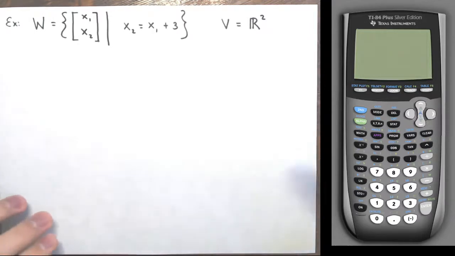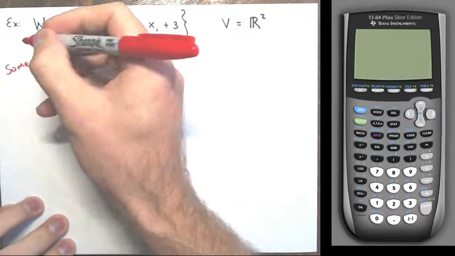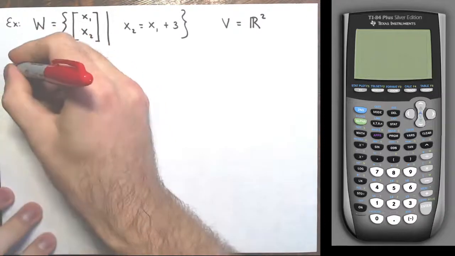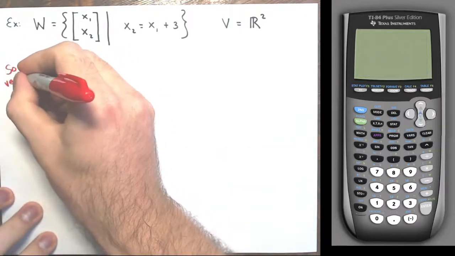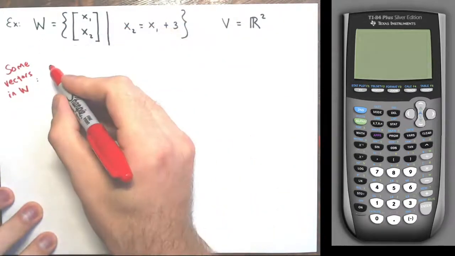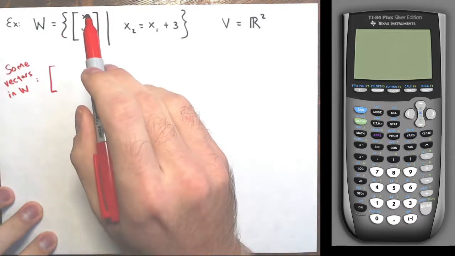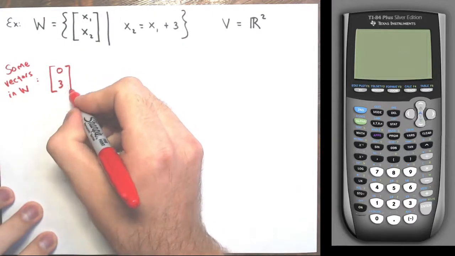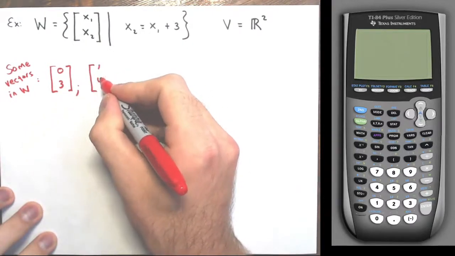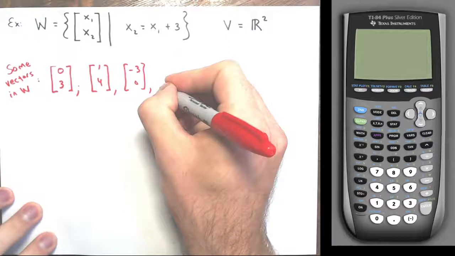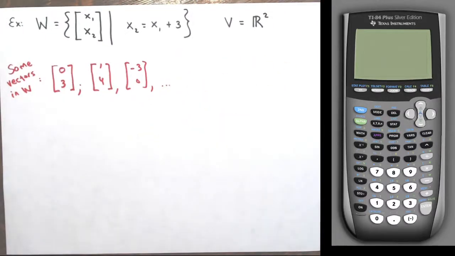So just as before, before I even go into proving anything, can you think of vectors in the set? Because that'd be nice to know. Some vectors in W. Well, it's not empty, right? Because this is basically saying the second component just needs to be 3 more than the first component. So 0, 3 is in there. Cool. 1, 4. -3, 0, and so on. As long as the second component is 3 more than the first component, it's in W. So it's not empty.